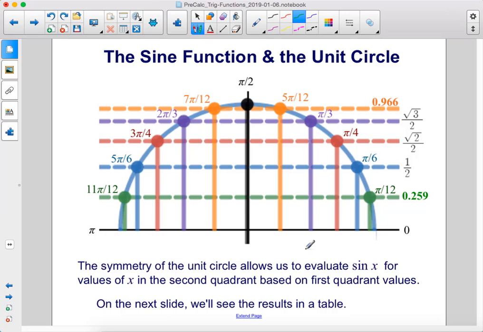The symmetry of the unit circle allows us to evaluate sine x for values of x in the second quadrant based on first quadrant values. So if you just take a point here and draw a horizontal line across to the second quadrant, this point will have the same sine value as this point. On the next slide, we'll see the results in a table.